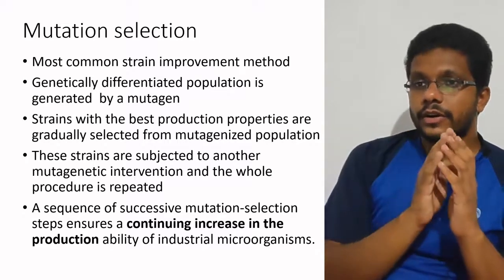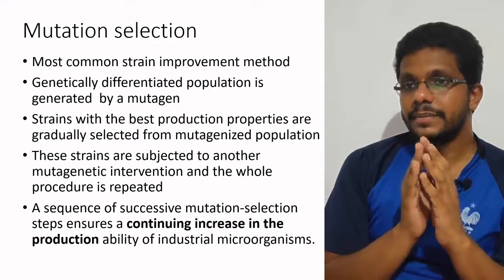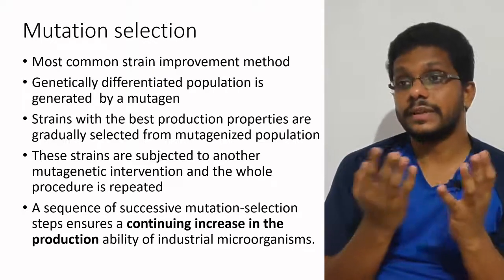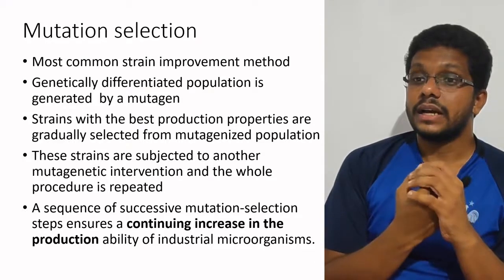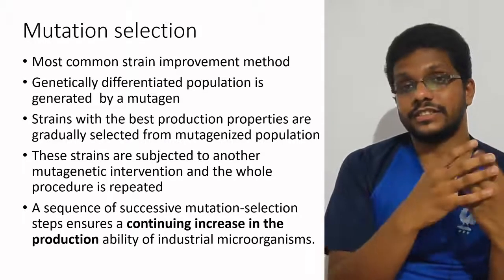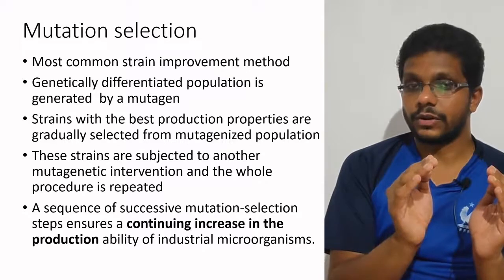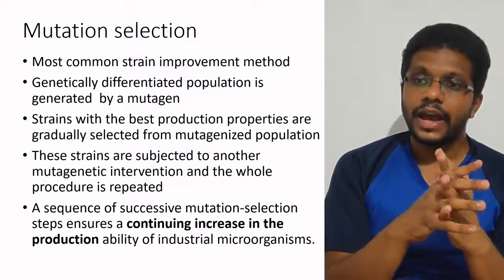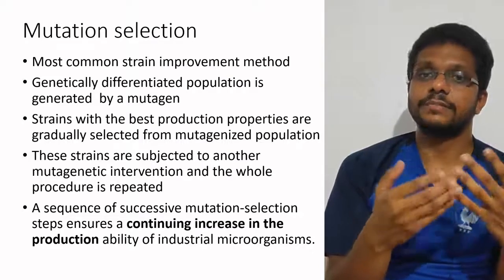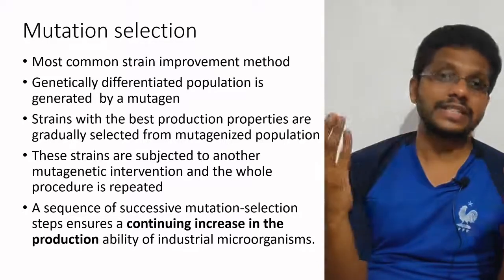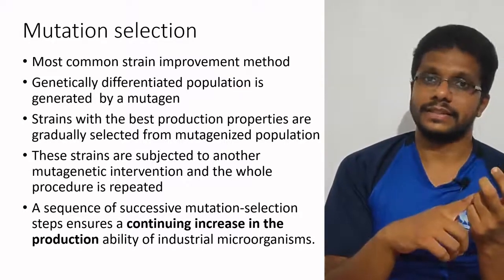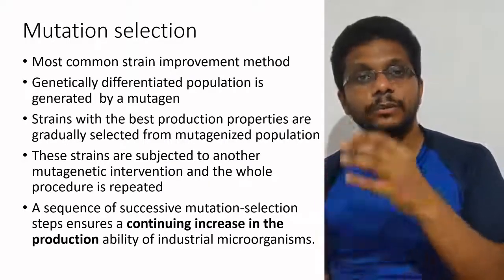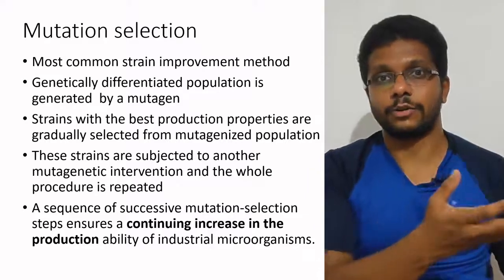So let me tell the details of the mutation selection method. It is the most common method of strain improvement. What we do in mutation selection is, first we take the microorganism which we are going to use in industry, and we expose the microorganism to a mutagen. The mutagen can be a physical agent or a chemical agent. When we expose the microorganism to the mutagen, it will cause mutation in the microorganism.